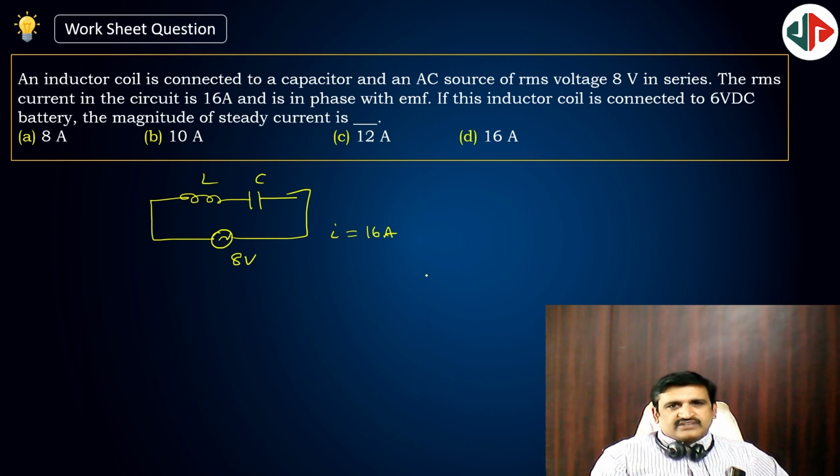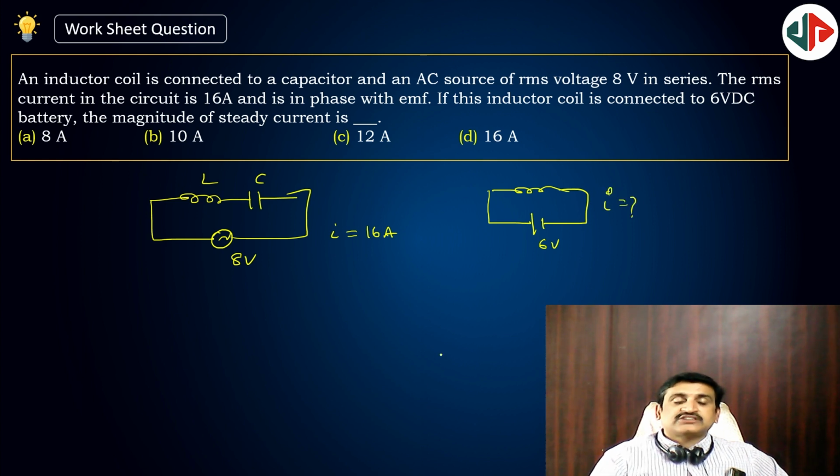If the inductor coil is connected with 6 volts DC, this is 6 volts only. Let me finish. The magnitude of steady current, here current equal to how much? Actually, whenever inductor and capacitor are only present, the current should either lead by pi by 2 phase or lag by pi by 2 phase with voltage. It cannot be in phase.